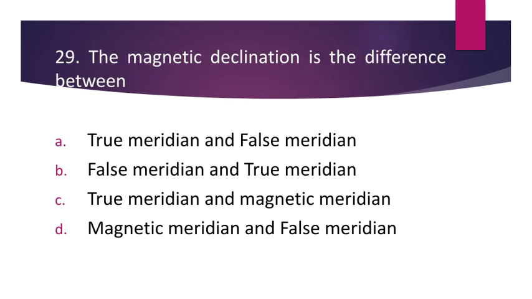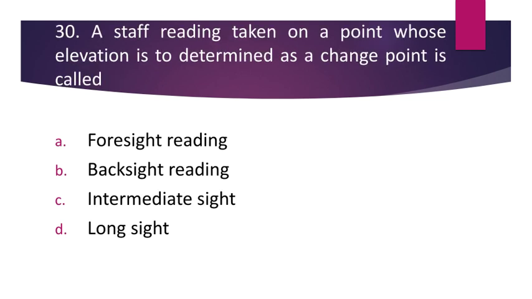Question number 29. The magnetic declination is the difference between: option A, true meridian and false meridian. Option B, false meridian and true meridian. Option C, true meridian and magnetic meridian. Option D, magnetic meridian and false meridian. Magnetic declination is the difference between true meridian and magnetic meridian. Option C is the correct answer.